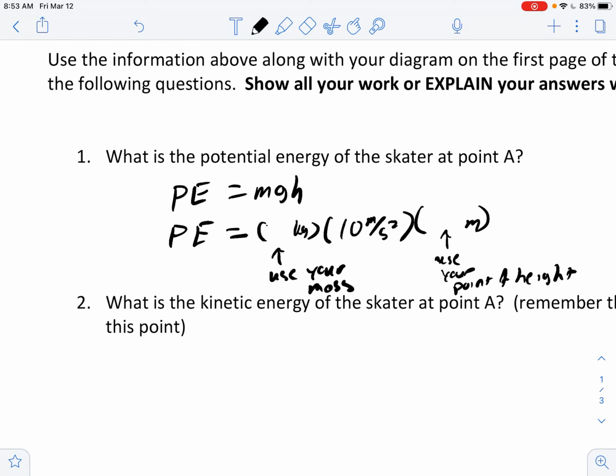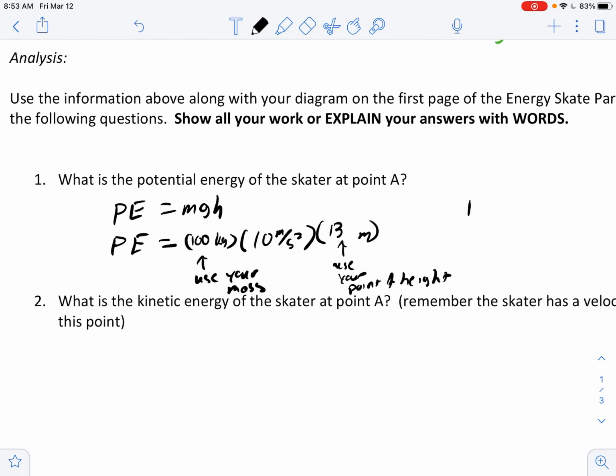All right, so I was 100 kilograms. All right, and my point A height was 13 meters. So I've got 13 times 1,000, so my potential energy would be 13,000 joules. Okay, so as far as scoring would go, we'd have points for equation, points for substitution, and then points for answer. All right, and then additional points for the units.